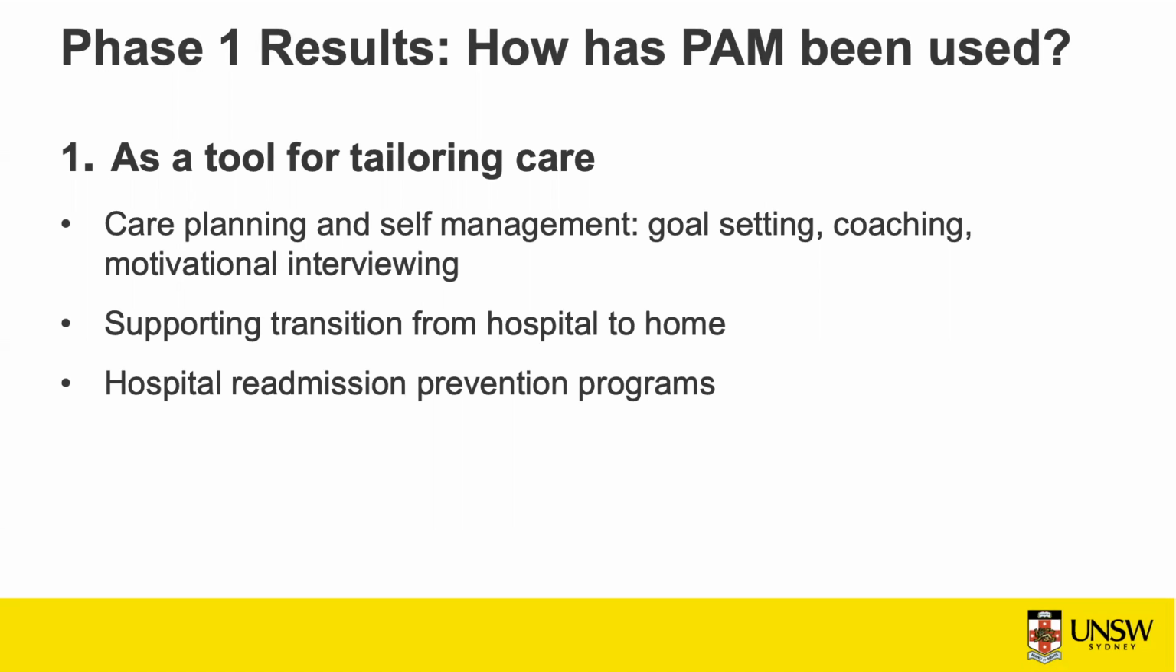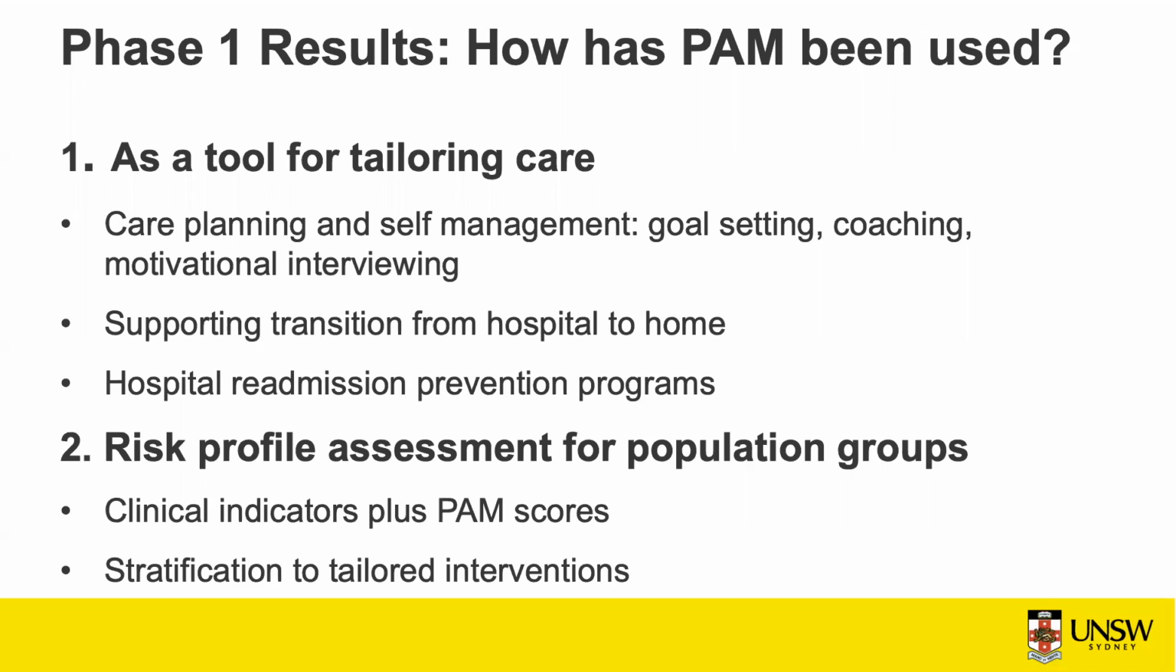So how has it been used? What we found, and this paper is currently in the death throes of a review process, is that where PAM has been used for purposes other than as an outcome measure, it's primarily been as a tool for tailoring care, so how it can inform some clinical discussions and interactions, but also as part of a risk profile that might be generated for people. So PAM's also been used as an input into something akin to a risk stratification approach.